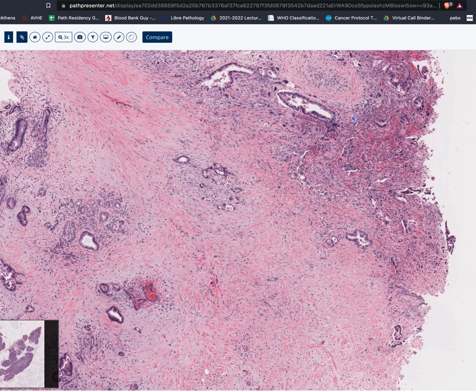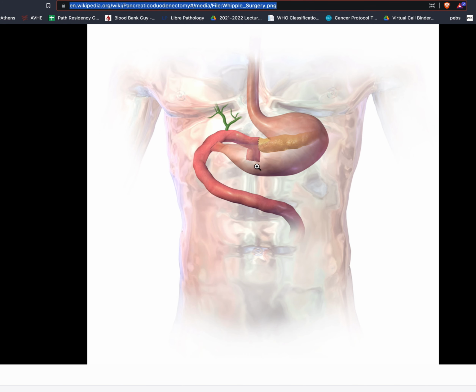And it's such a big difference to call something pancreatic cancer versus chronic pancreatitis. Because if we call it pancreatic cancer, they'll get this Whipple surgery, which is very extensive and can have a lot of complications.